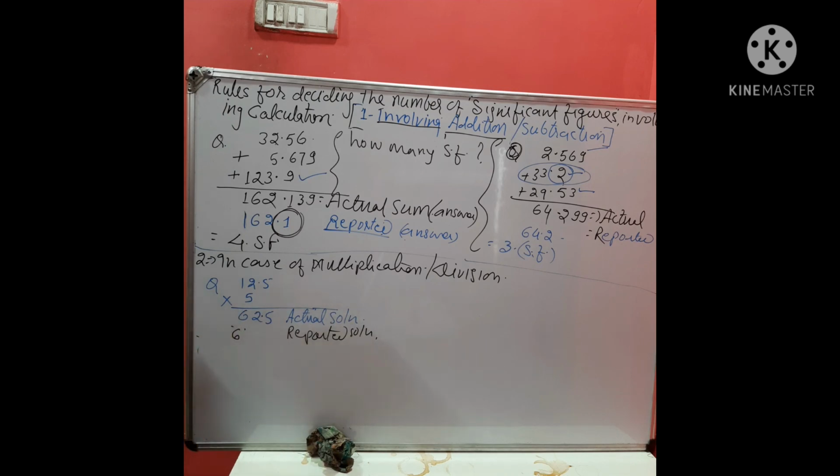That means we have to report our answer only up to that significant figure which is present in the least number of significant figures in the given question. So there are 3 significant figures here, and 1 significant figure here. So I will express my answer only up to 1 significant figure.